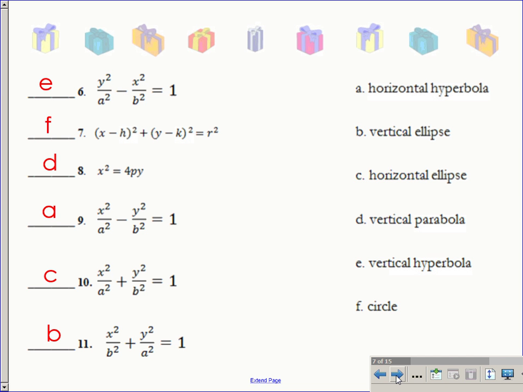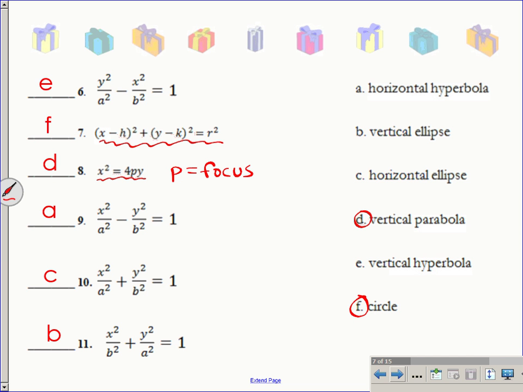So let's start with parabola. A parabola, remember, only has one of its terms being squared, either the x or the y. So that's option 8 here, and it says x squared equals 4py, where remember p is your focus. So that's D. Next thing we need to know about is a circle, and that should be fairly obvious because a circle is the only thing with a radius, and the only option with an r in it is 7. So 7 is your equation of a circle, F.